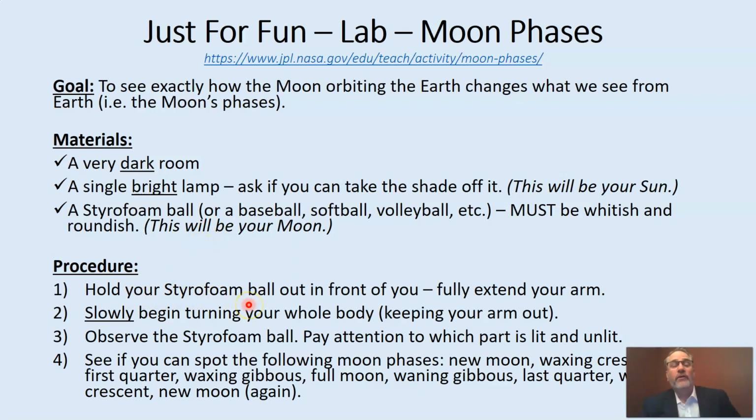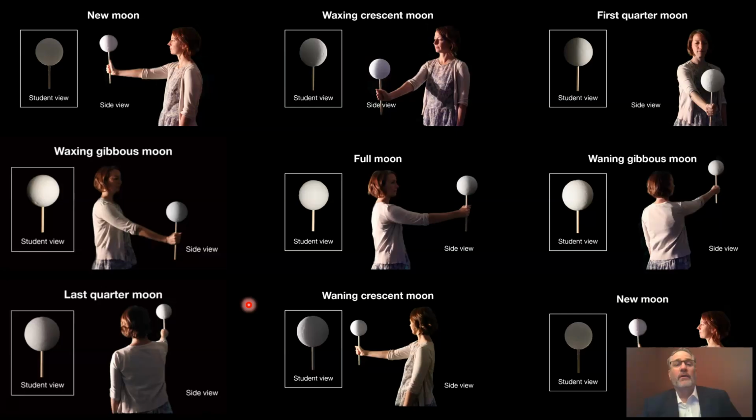And so the procedure is you're going to hold your styrofoam ball out in front of you. You're going to fully extend your arm, and you're going to stay in the same place, but you're slowly going to begin turning your whole body, keeping your arm out, and you're just going to watch the styrofoam ball. So the light is going to do what the light does, but you're going to watch the styrofoam ball. Depending on the source of your light, you may have to hold the styrofoam ball slightly up above your head so that the shadow created by your head doesn't land on your moon, which is the styrofoam ball. And I want you to see if you can spot those moon phases.